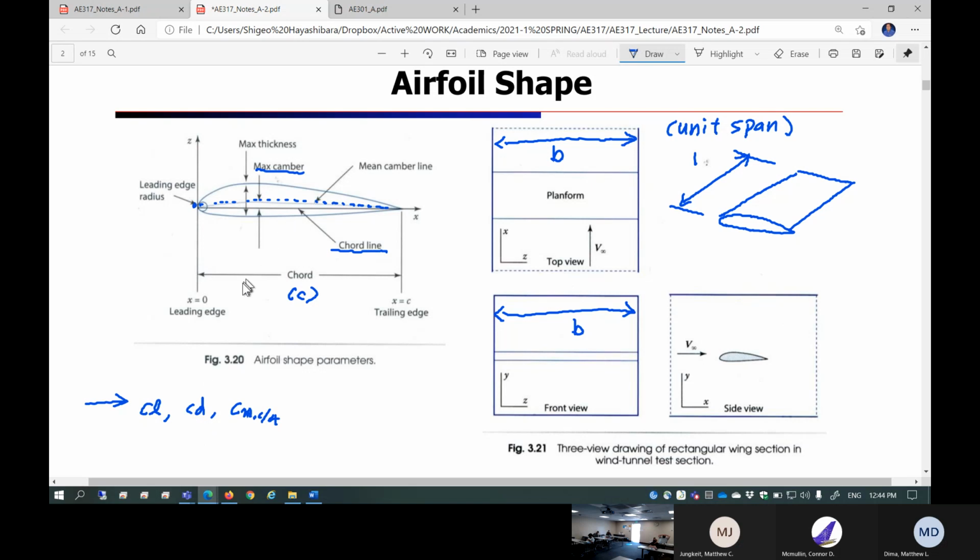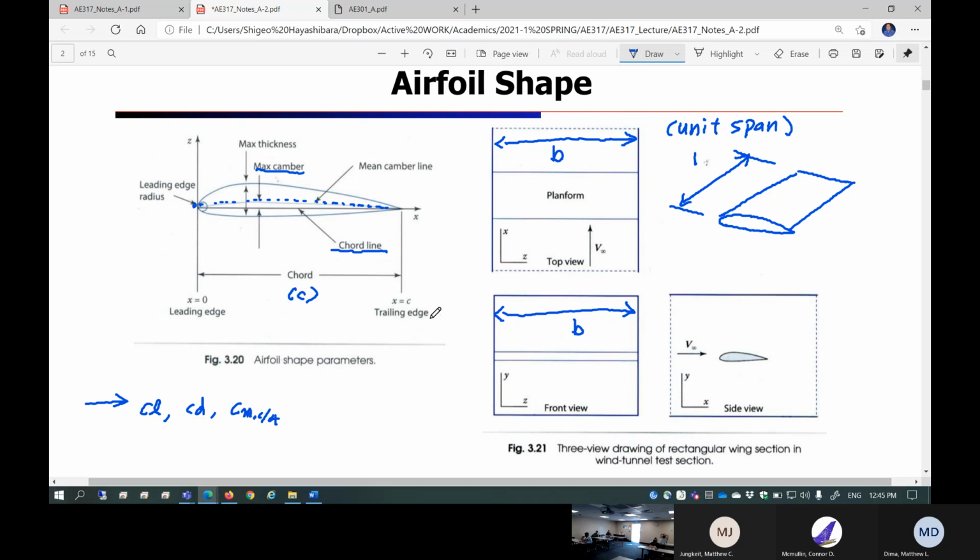Maximum thickness, if it's a standard NACA airfoil, it's usually at quarter chord. Did you know that? Quarter chord is usually the maximum thickness location. That's conventional design. Why is that? Why do people choose quarter chord as the maximum thickness location, and why do people call that conventional? Because quarter chord is the location of the aerodynamic center. That's why, and then it usually works fine.